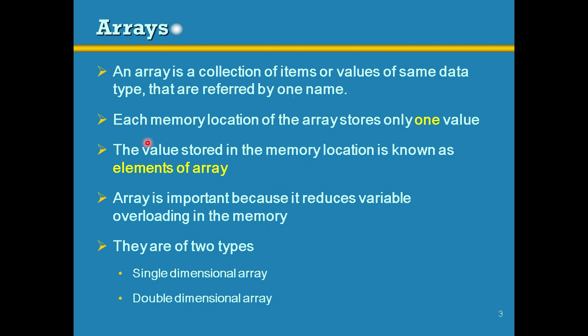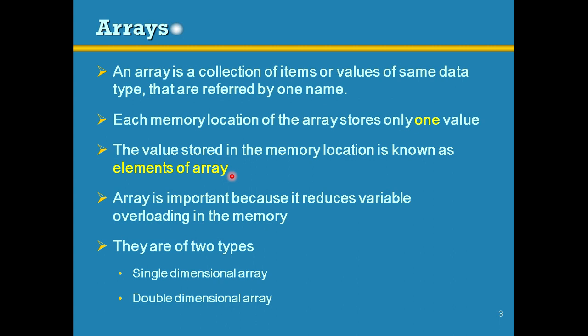The second point, each memory location of the array stores only one value. When you declare an array, you will be getting memory locations. In that memory location, you are able to store only one value, not many items in one memory location. The value stored in the memory location is known as an element. Whatever items you are storing in the array, each item will be known as an element of the array.